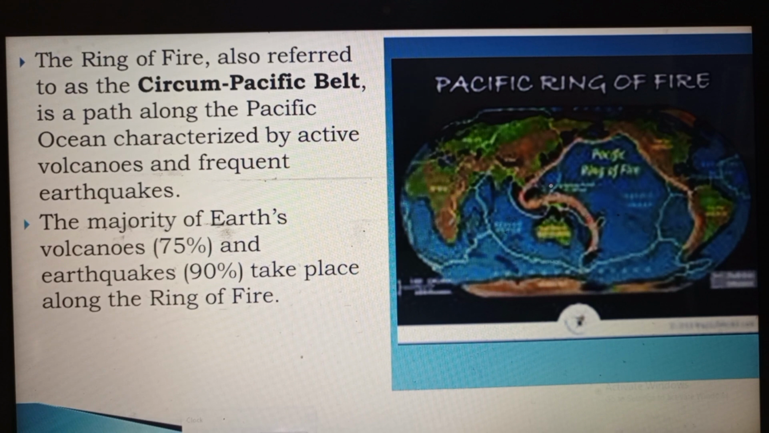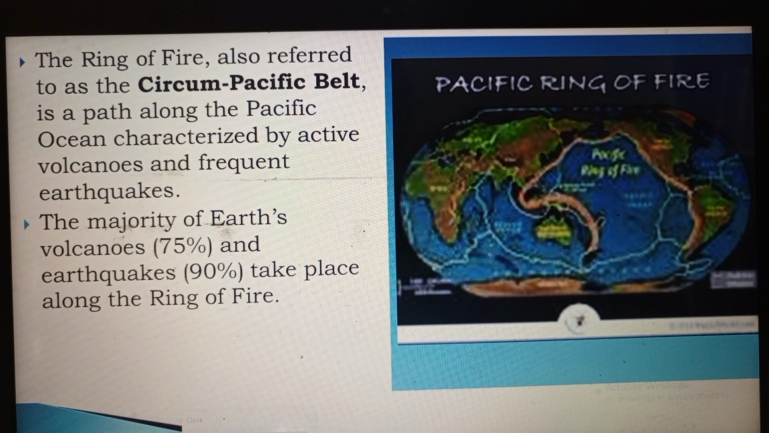For example, we can understand from this figure, this is the Pacific Ring or Pacific Belt or Ring of Fire. This area is called the Ring of Fire. Why? Because there are active volcanoes and frequent earthquakes. Therefore, the majority of the Earth's volcanoes, 75% of the volcanoes, and 90% of earthquakes take place along the Ring of Fire.